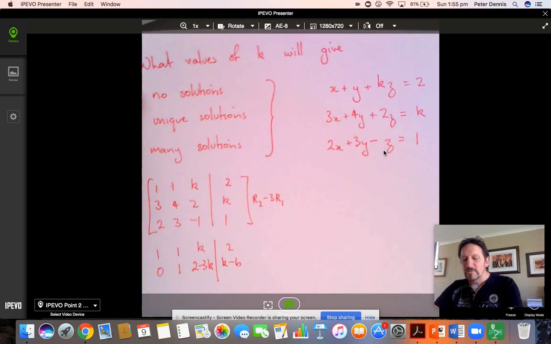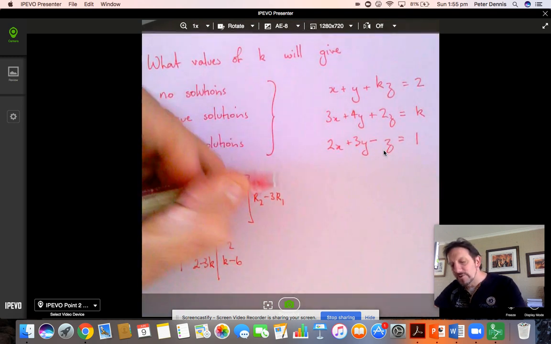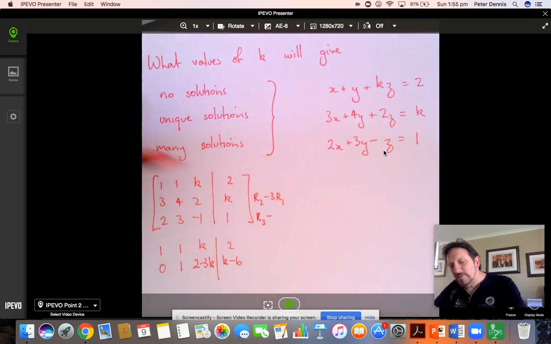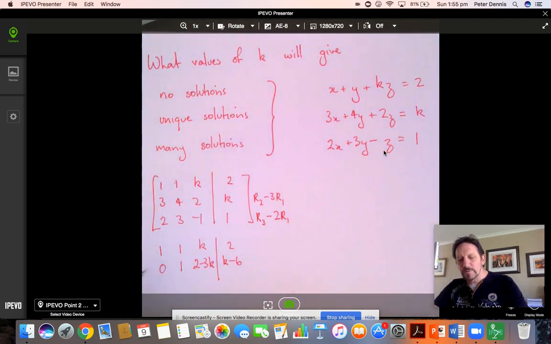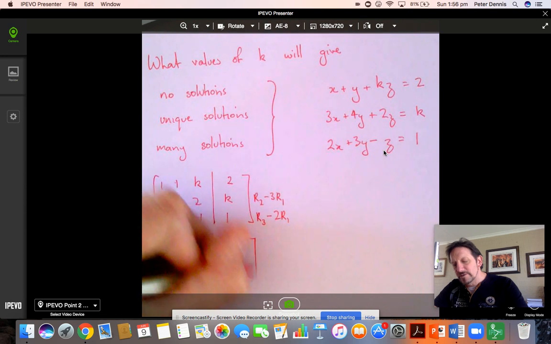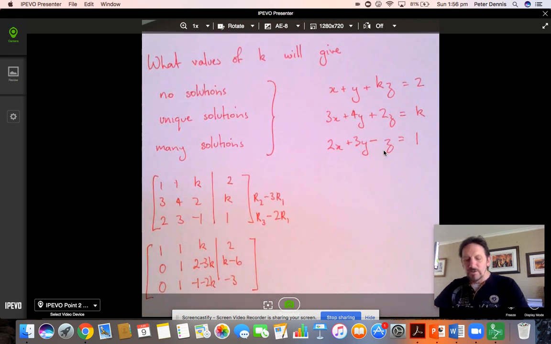And if we look at the bottom row, the third row, R3 is going to be R3 minus 2 lots of R1. So it's falling out fairly quickly. 2 minus 2 lots of this is 0. 3 minus 2 lots of this is 1. Minus 1 minus 2 lots of that is minus 1 minus 2k. And 1 minus 2 lots of 2 is minus 3. So that's our new matrix.